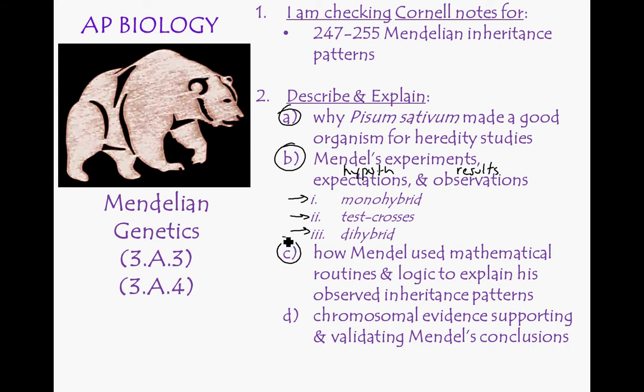And in number C down here, be able to explain how Mendel used mathematical routines. And these mathematical routines and logic is what we're talking about with the rule of multiplication, the rule of addition, and that exercise, that tutorial I had you do about statistical analysis, etc. Right? So how he used math to explain his observed inheritance patterns, and then focus on the chromosomal evidence. This is the modern evidence that supports and validates Mendel's experiments that were conducted back in the 1860s, before even cellular work was truly understood.